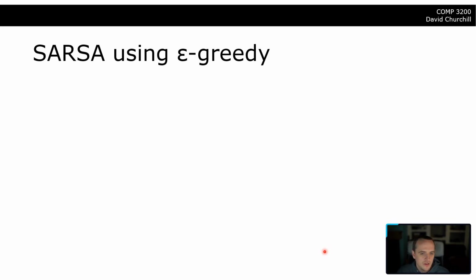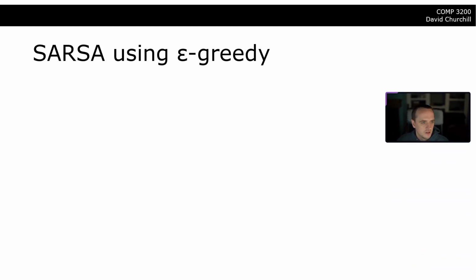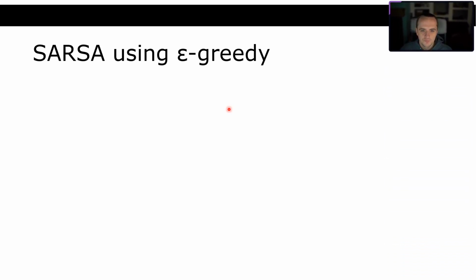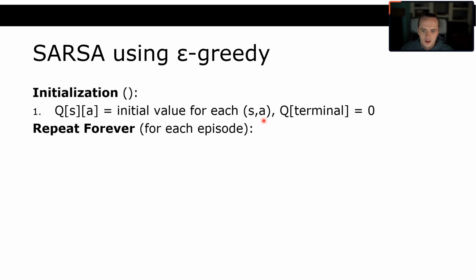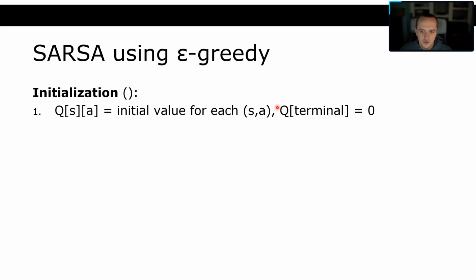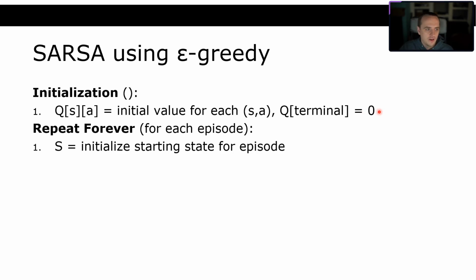So here is how we do Sarsa using epsilon greedy, because remember, sometimes looking at code can make things easier. All right, so Sarsa using epsilon greedy. To initialize again, we're going to have Q of S, A, the initial value for each state action pair, with the Q value for terminal states being 0. Then we're going to repeat forever for each episode, or if we have a continuing task, it doesn't have to be episodes.